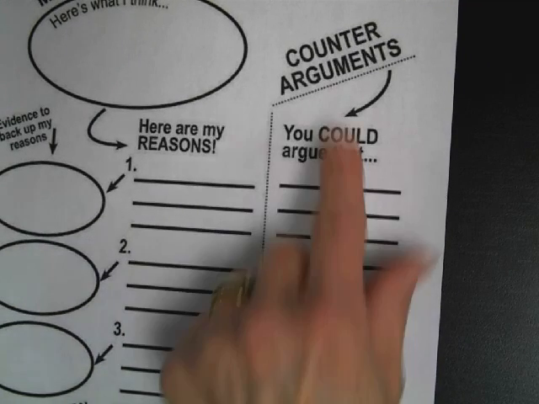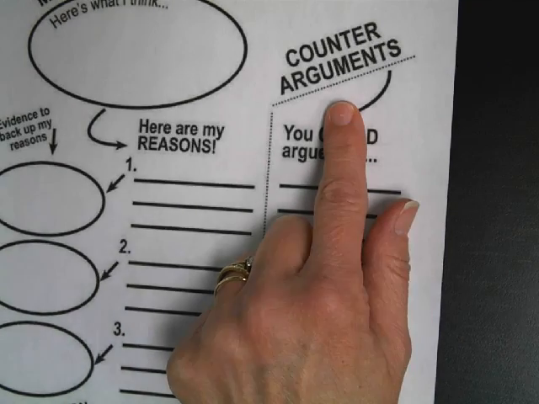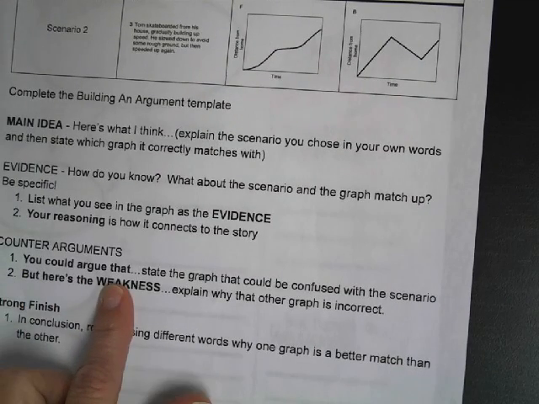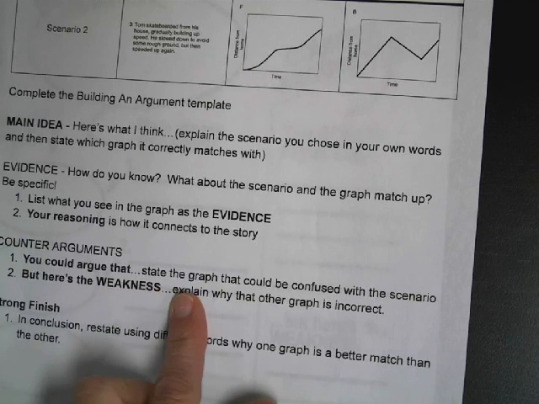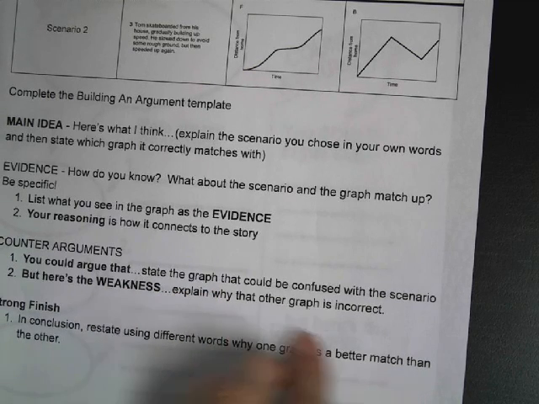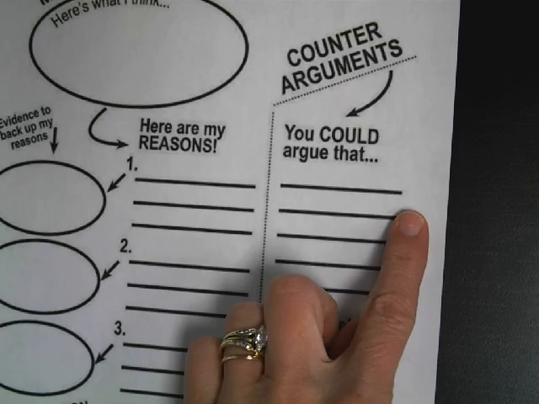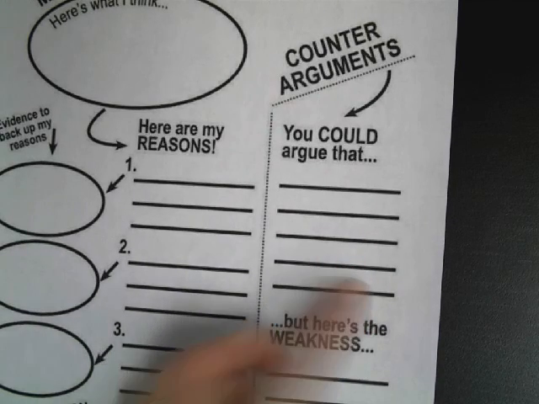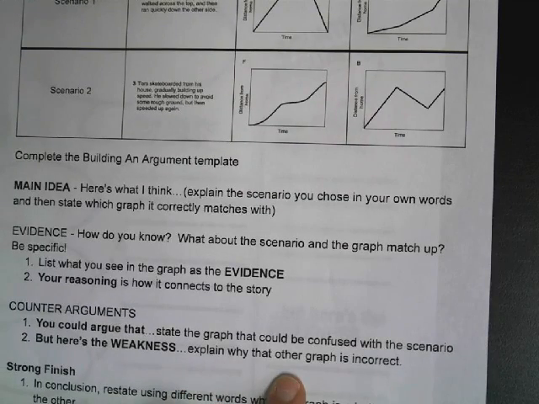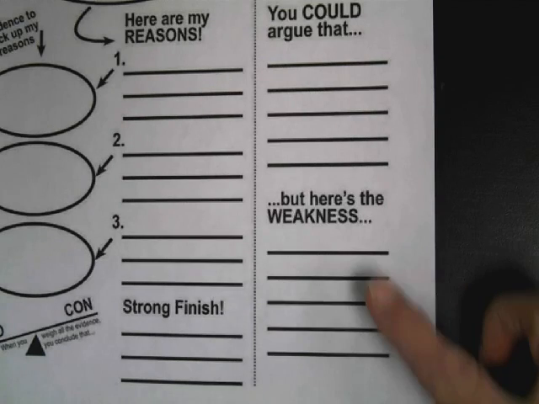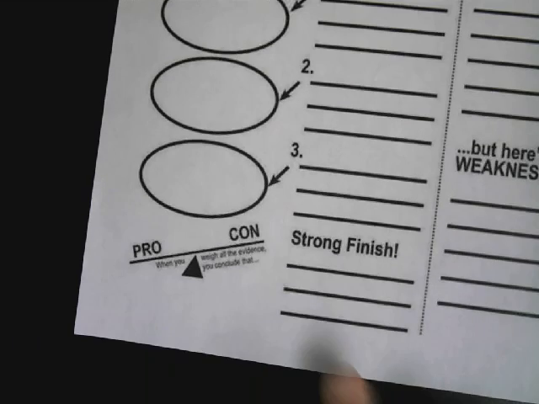Now, the graph that is easily confused, that is going to be our counter argument. So let's go over here. The counter argument. You could argue that, and you're going to state the graph name that could be confused with this scenario. So you could argue that graph blank could be confused with this scenario. But here's the weakness. Explain why this other graph is incorrect. So you will explain why it's incorrect in this area here.